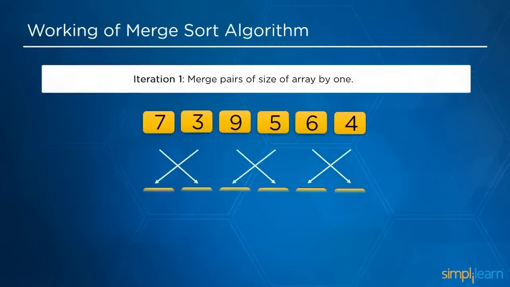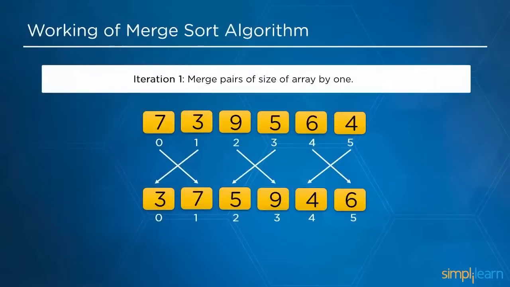In the first iteration, we will merge pairs of array size 1, sorting each pair of 2 elements. When you iterate over the array by size 1, the elements 7 and 3 become 3 and 7. Similarly, 9 and 5 become 5 and 9. And finally, 6 and 4 become 4 and 6.